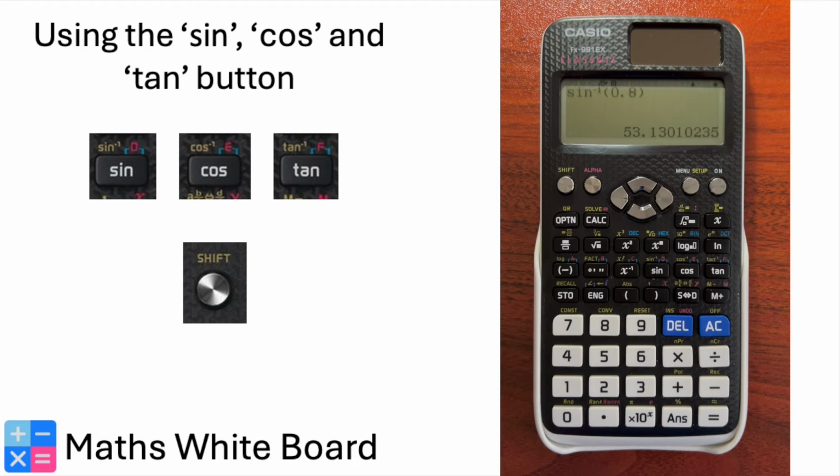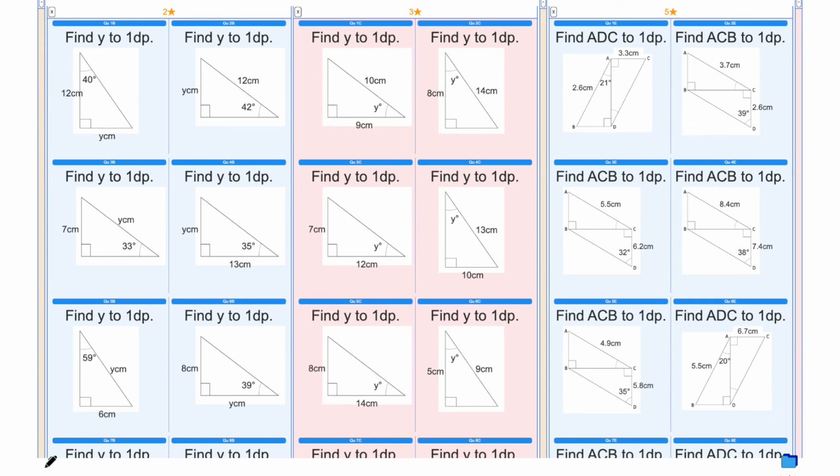We have now covered the basics of using a calculator for solving trigonometric problems. Practice using them on your calculator, and you'll master trigonometry in no time. Pause the video here and have a go at these questions. When you are ready for the answers, press play.